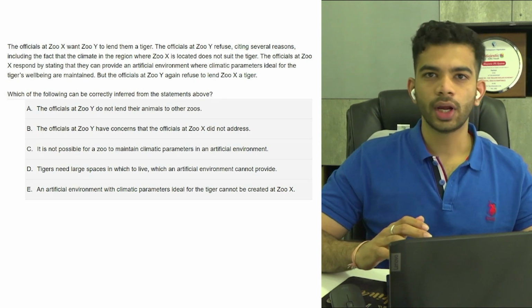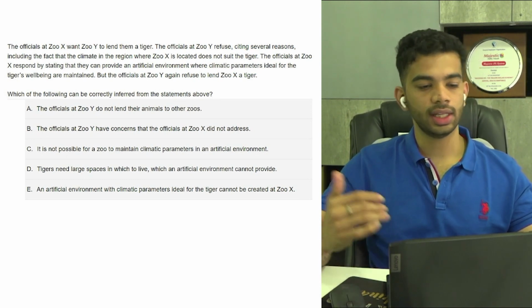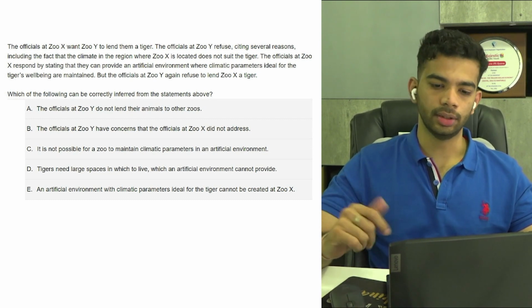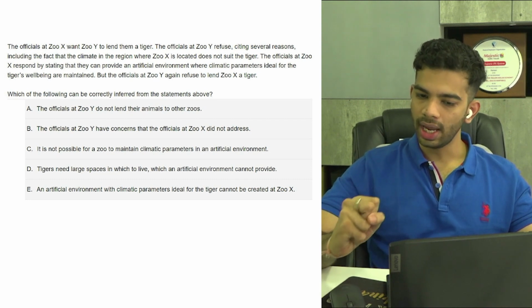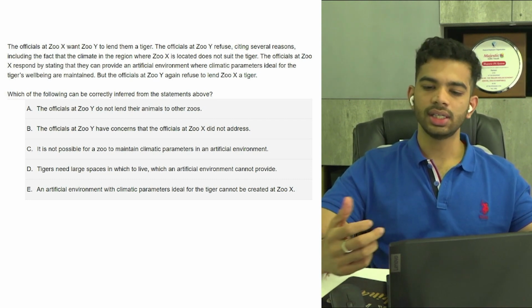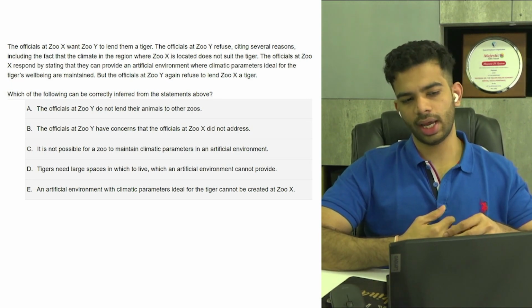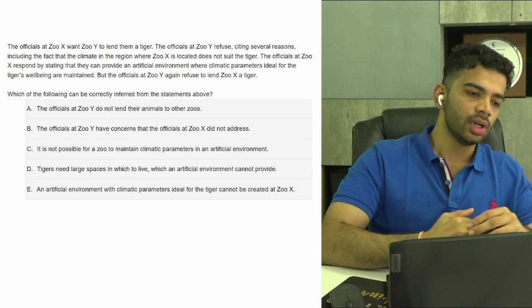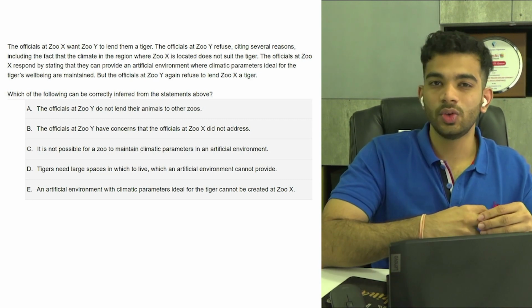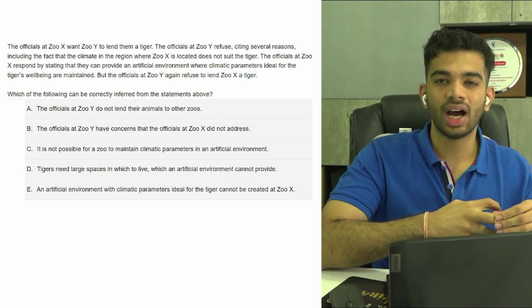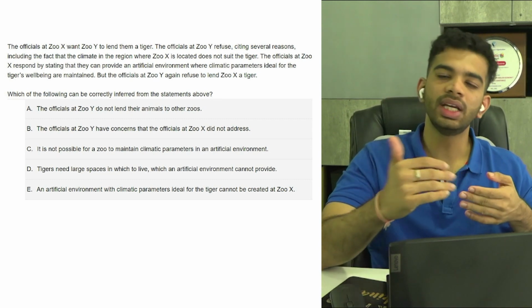So let's now take a look at the second question, and please take a gander at it, try to solve it once, and then let's start solving it together. So, summarizing the argument, Zoo X wants to borrow a tiger from Zoo Y, but Y refuses, stating a certain reason, and X counters that reason, but still Zoo Y refuses to allot them the tigers. Looking at the first option, the officials at Zoo Y do not lend their animals to other zoos. As you can already see, this is nowhere stated in the argument, and this can straightaway be eliminated on the basis of it being out of scope.